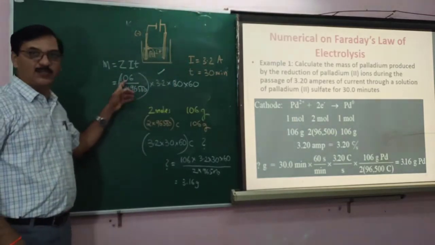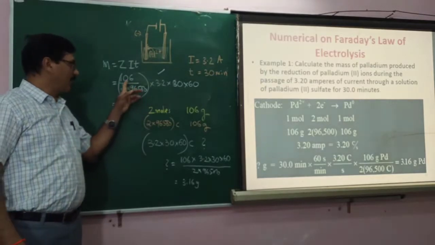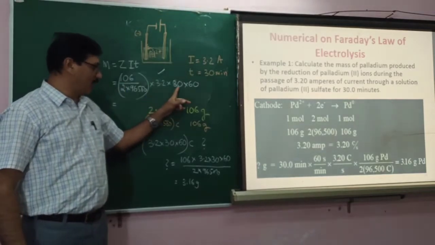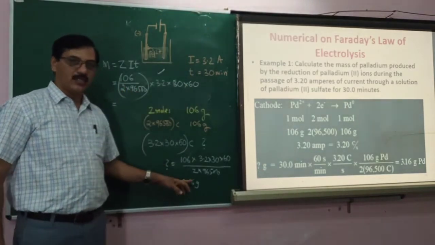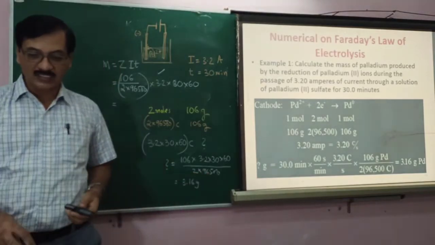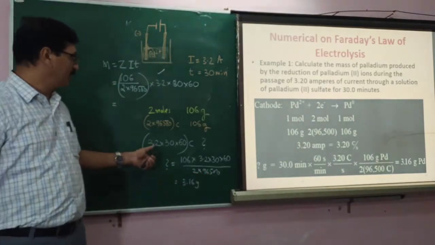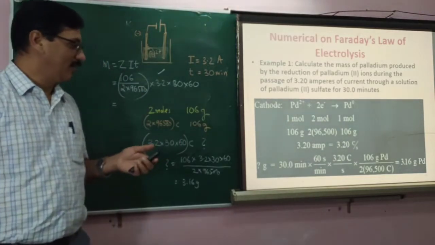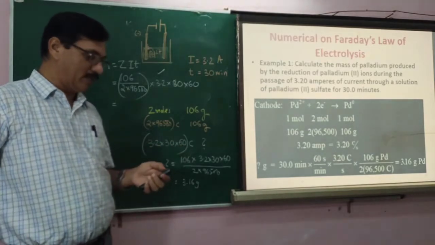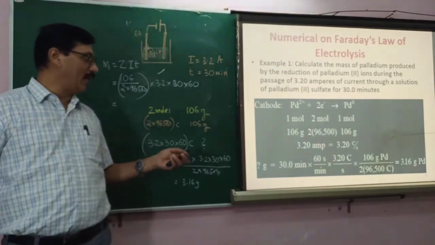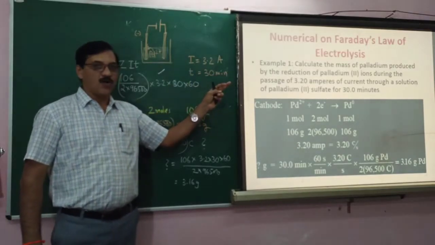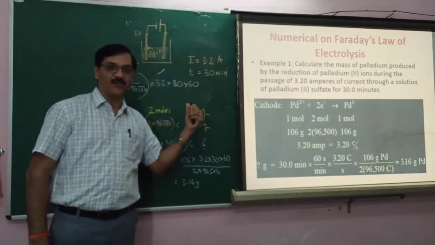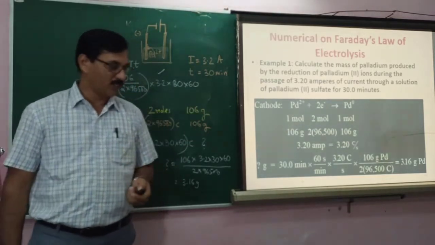The same thing is there in this expression also, you can see. 106 is there here, 3.2, 30, 60, 2 and 96,500. So these are the things to be taken in this way, so that you are going to get the answer 3.16. You may apply Faraday's law and take the expression and do it, or you can take the half equation and proceed in this way to get the answer.